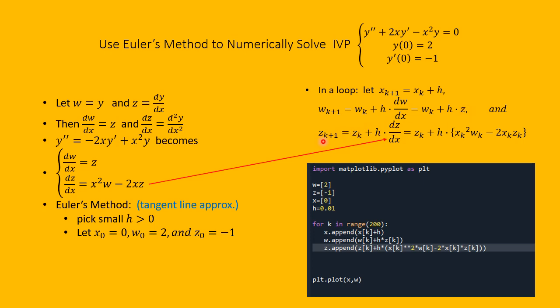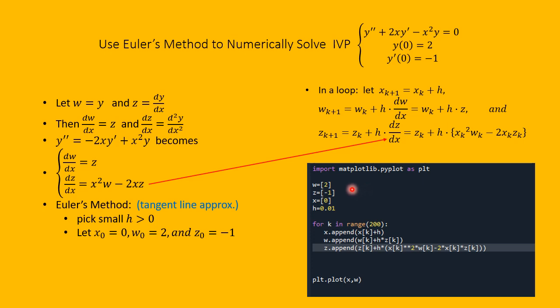On the other hand, z sub k plus 1 is going to be z sub k plus h times the derivative of z with respect to x. And now what was the derivative of z with respect to x? It was this stuff right here. The derivative of z with respect to x equals x squared w minus 2xz. And that's what we have here for this derivative.